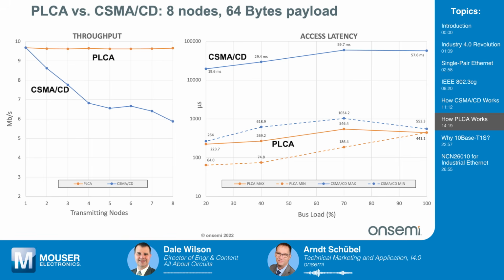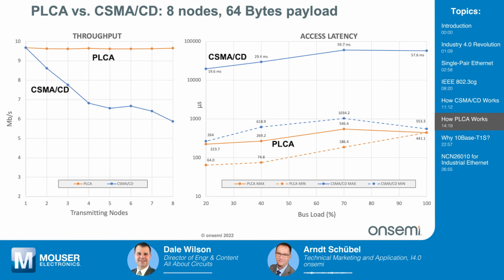So let's have a look at what that means if you increase your data throughput. Here's a simulation of a PLCA system versus a non-PLCA CSMA/CD system with 8 nodes and the minimum size Ethernet frames, which is 64 bytes of payload. To the left, you see the number of transmitting nodes versus the throughput, and you can see as you get more transmitting nodes, coming from one. Well, one doesn't make sense because if you have one node, it can't send data anyway.